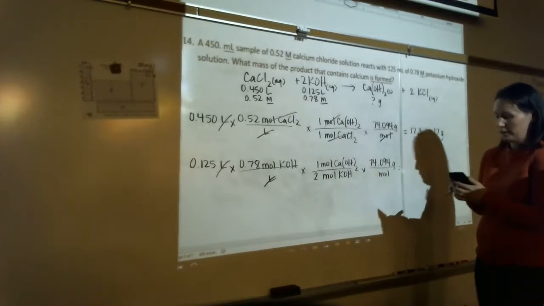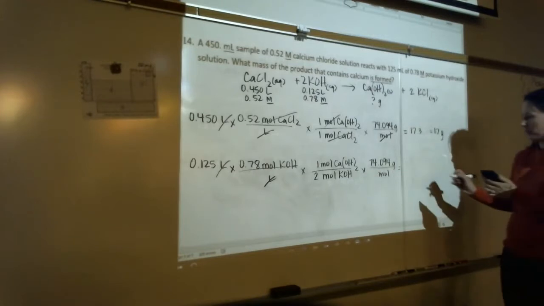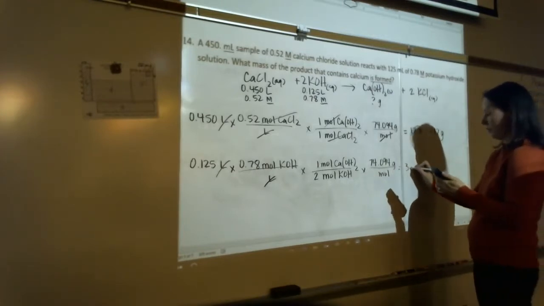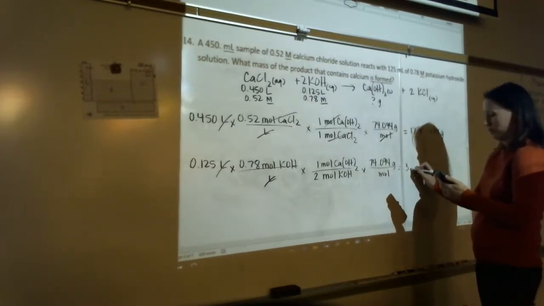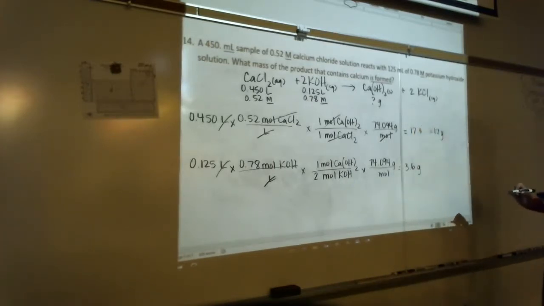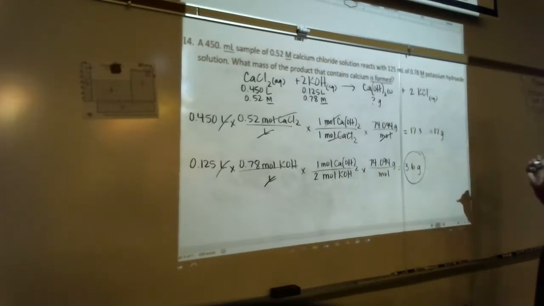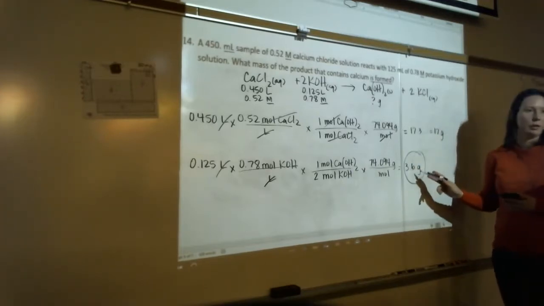So let's see. 0.125 times 0.78 times 74.094 divided by 2. I get 3.61 blah, blah, blah. Again, 2 sig figs, so 3.6 grams. So which one is our answer? KOH. The smaller number, right? KOH is the limiting reagent, and this is the theoretical yield.